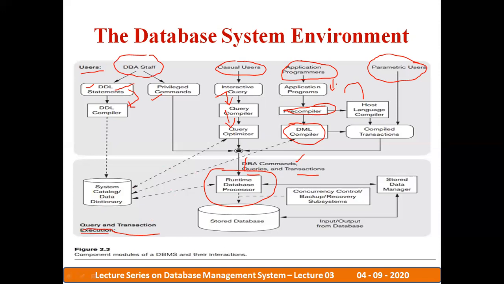Now this runtime database processor has a connection with the stored data manager, and the data will be stored in a stored database. The stored database holds the actual physical data. For any input and output from the database, requests will be sent to the stored data manager. While moving data between the runtime database processor and the stored database, we need concurrency control, and a backup should be taken for the recovery of the data.